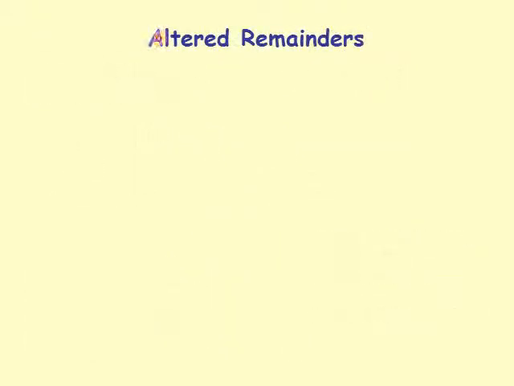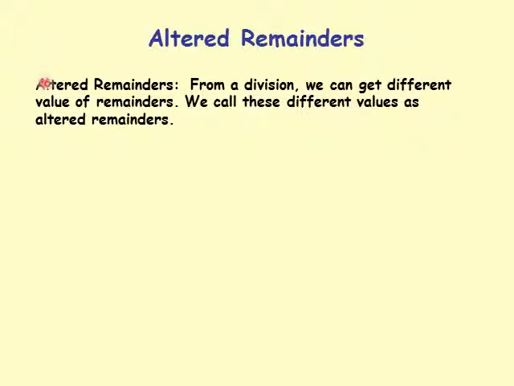Okay, let's continue with altered remainders here. We have been mentioning altered remainders, and let us see what those are. Altered remainders: from a division we can get different values of remainders. We call these different values altered remainders. Let's be patient and see what we are trying to talk about here.